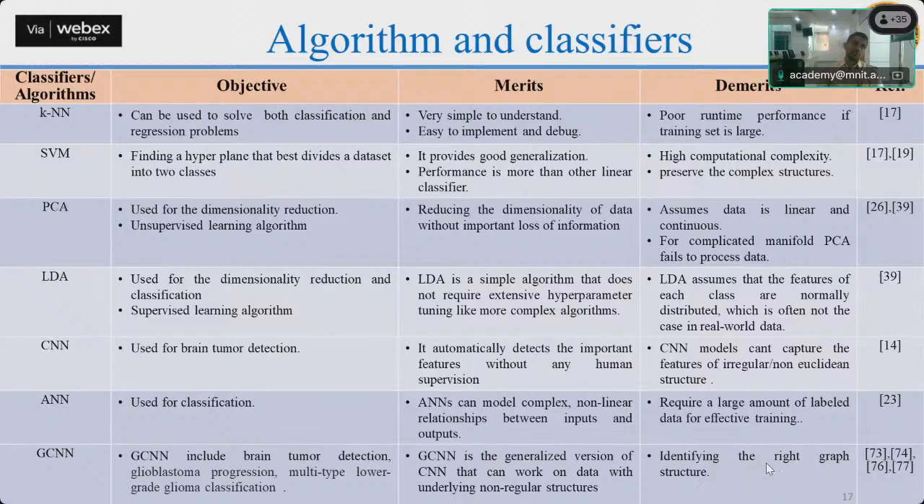Initially I used basically two algorithms when I started with the facial, but in images it is not that easy a task. For example, KNN can be used to solve both classification and regression problems. It is very simple to understand and easy to implement and debug.